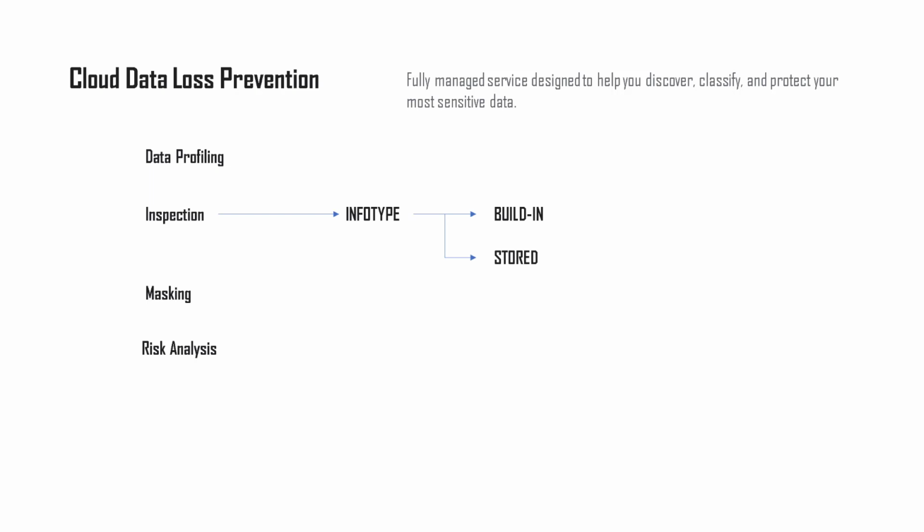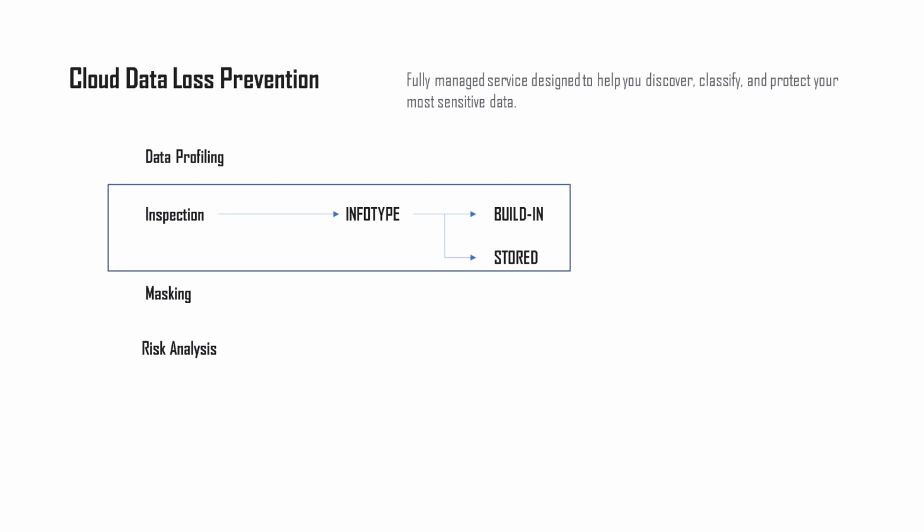In this particular chapter, we'll talk about inspection, and we'll learn about a type called INFOTYPE. There are 2 types of INFOTYPEs: the built-in and the stored. In this chapter specifically, we'll talk about the built-in INFOTYPE, which we will be using to inspect a particular cloud storage file. So let's proceed and see how this is done.